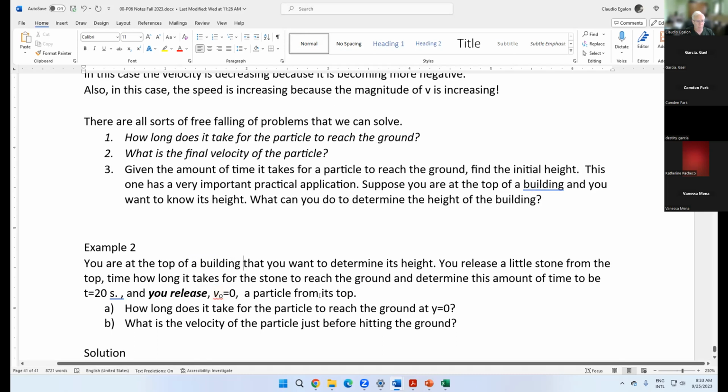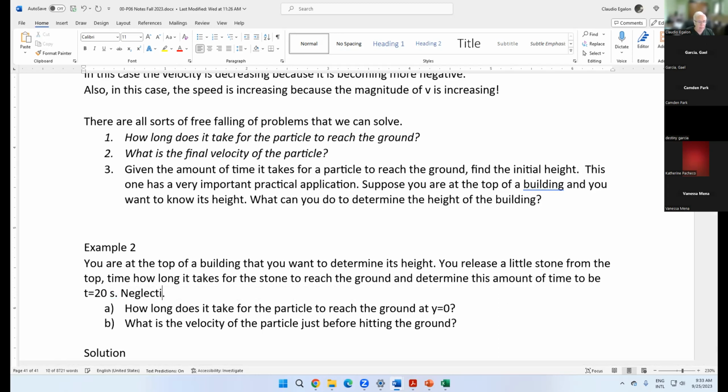Neglecting air friction, what is the height of this building, right? What's the height of this building?